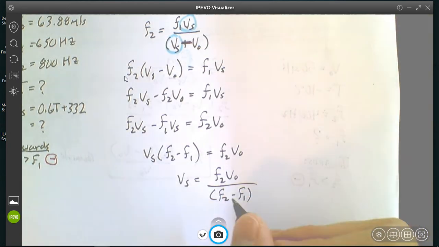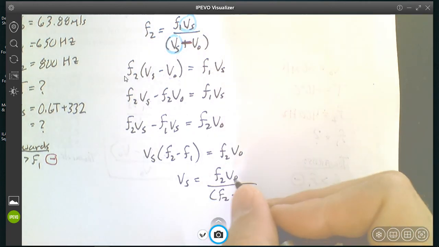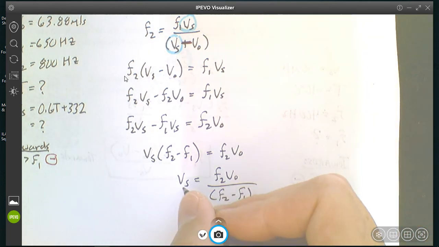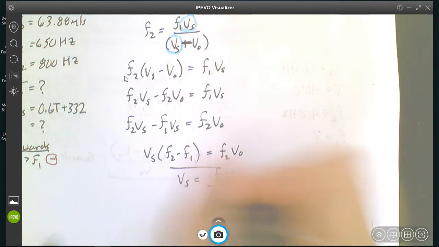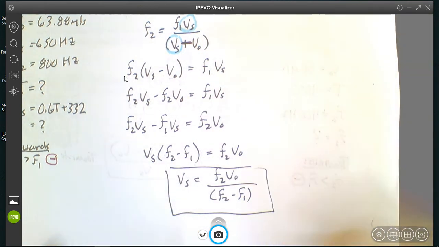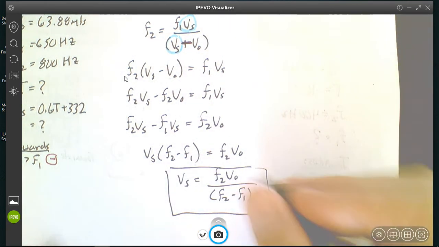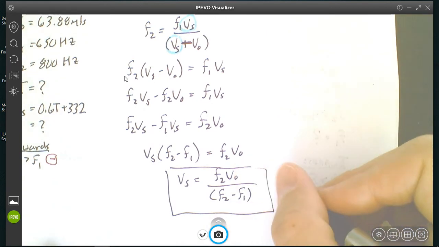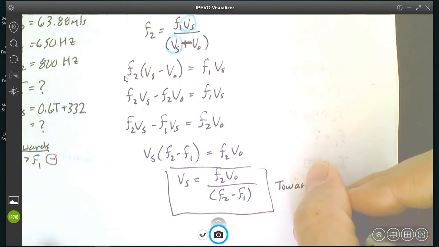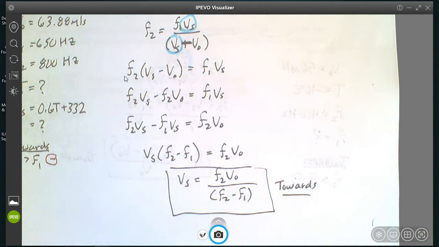Frequency, which is hertz, over frequency, which is hertz. Hertz over hertz divides out to 1. And you have speed in meters per second equals speed in meters per second. You got it. Now look here. This is if you were moving towards. If you're moving away, the solution is a little bit different.